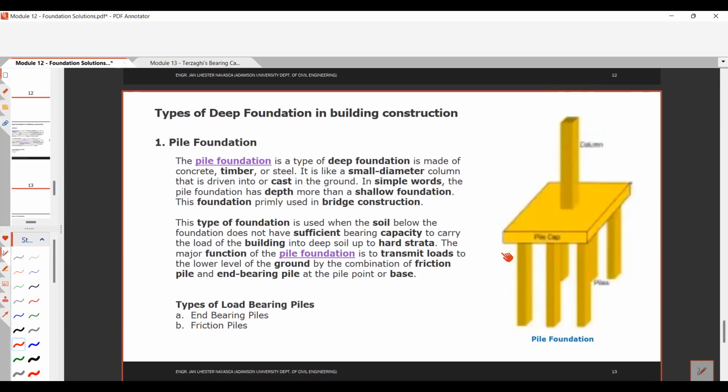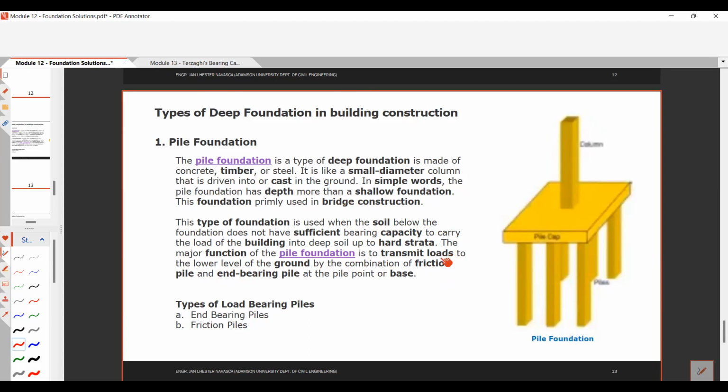Okay? So the major function of the pile foundation, just like the other foundations' function, is to transmit loads to the lower level of the ground by the combination of friction pile and end bearing pile at the pile point or the base. Okay, so just like the different types of foundations, their main function is to transmit the loads from the lower ground up to the base or up to the bottom of your foundation.